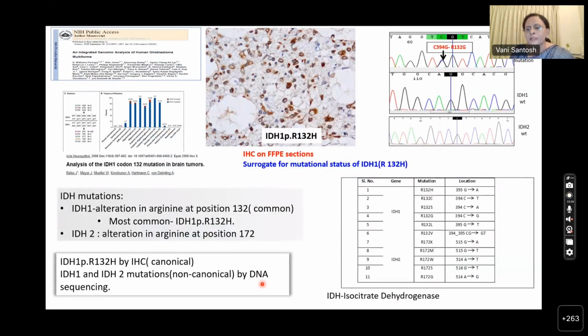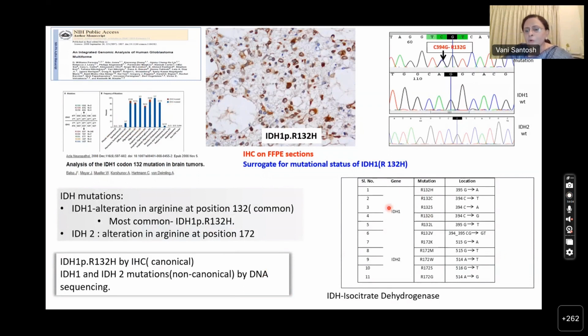Now IDH is the most common mutation. Initially it was identified in GBM. We don't want to go into that story. Later it was shown to be a driver mutation in all diffuse lower grade gliomas in adults. Astrocytoma, oligodendroglioma, oligoastrocytoma, all those tumors had shown IDH mutation in the lower grades, in grade 2 and grade 3, and some in grade 4.